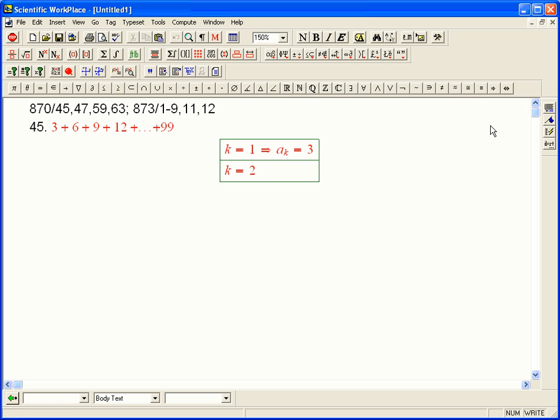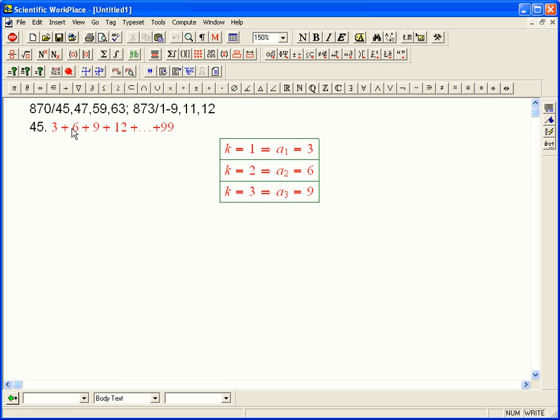When k equals 2, we want a sub 2 to be equal to 6. K equals 3, we want a sub 3 to equal 9. So we need to find the pattern. I just wanted to write this out very explicitly to be able to check if we're getting the right pattern.